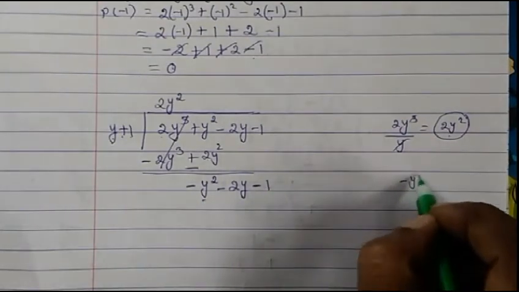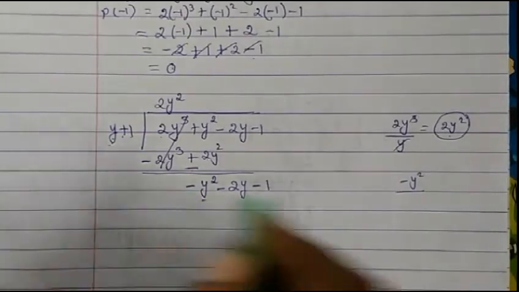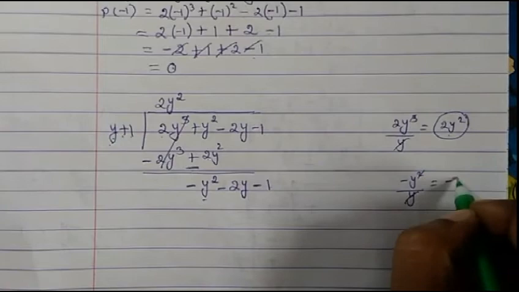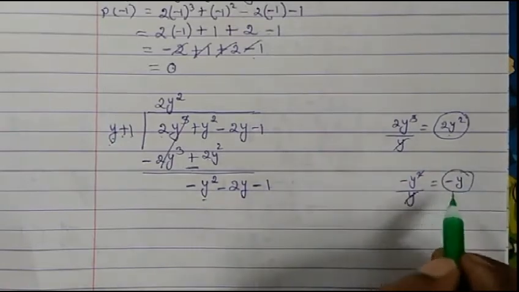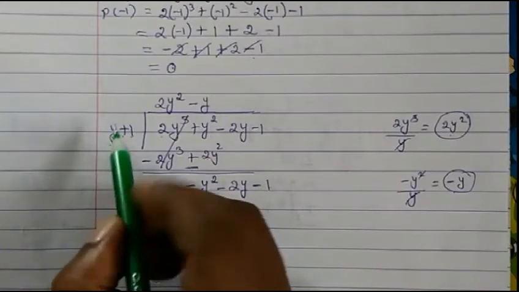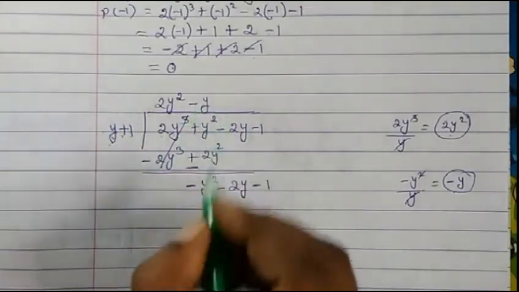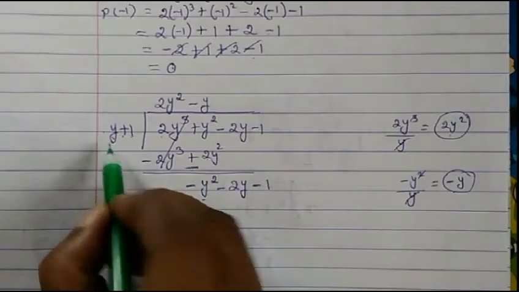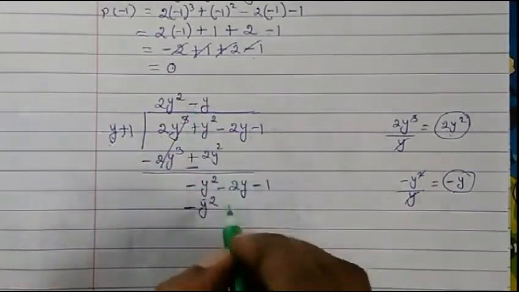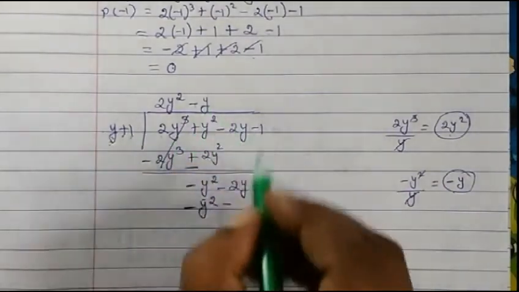Let's take now the first term here, minus y square, then divide by this y. So y will get cancelled, and we will have minus y. So this minus y will come here. Now you multiply by y. Here we have plus into minus will become minus. y into y, we will get y square. Plus into minus, minus.